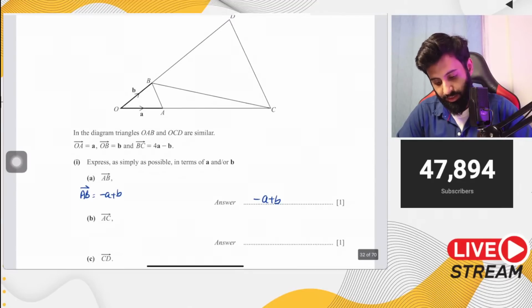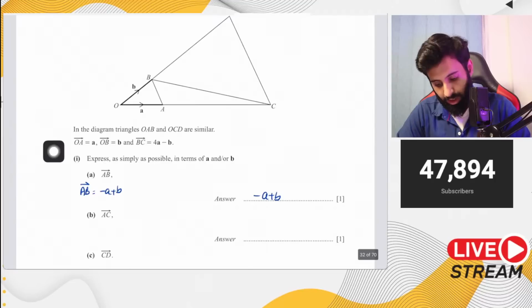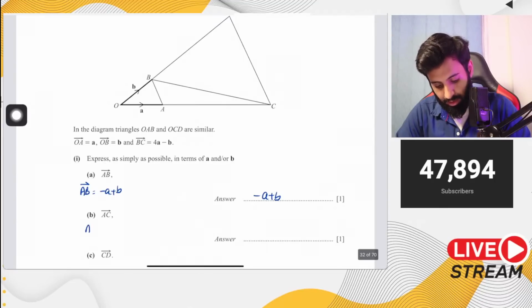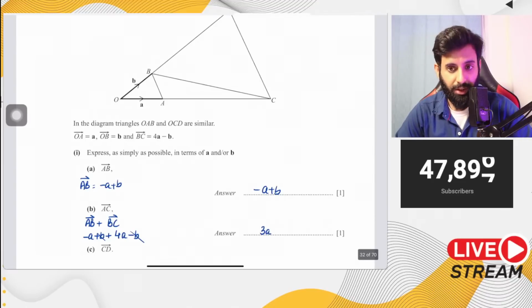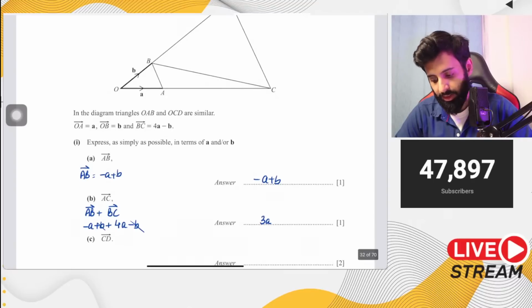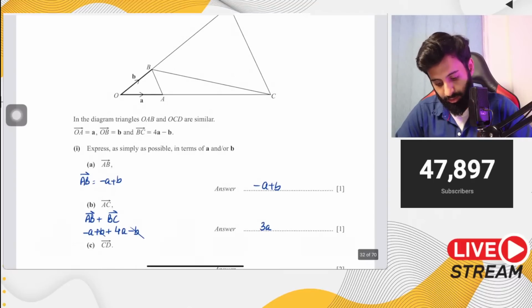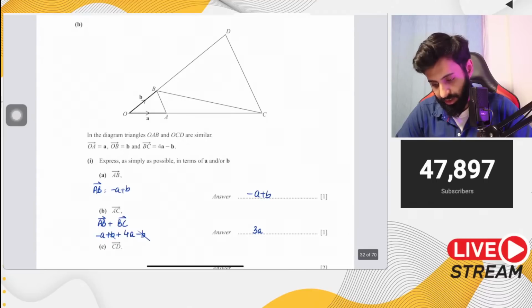Okay, then it says find AC. How do I find out AC? I go from A to B and then from B to C. Now AB is something that we've worked out earlier, it's minus a plus b, and then BC, which is 4a minus b. So plus b and minus b get cancelled out. Minus a plus 4a is equal to what? Equal to 3a. So there you go. That's your answer.